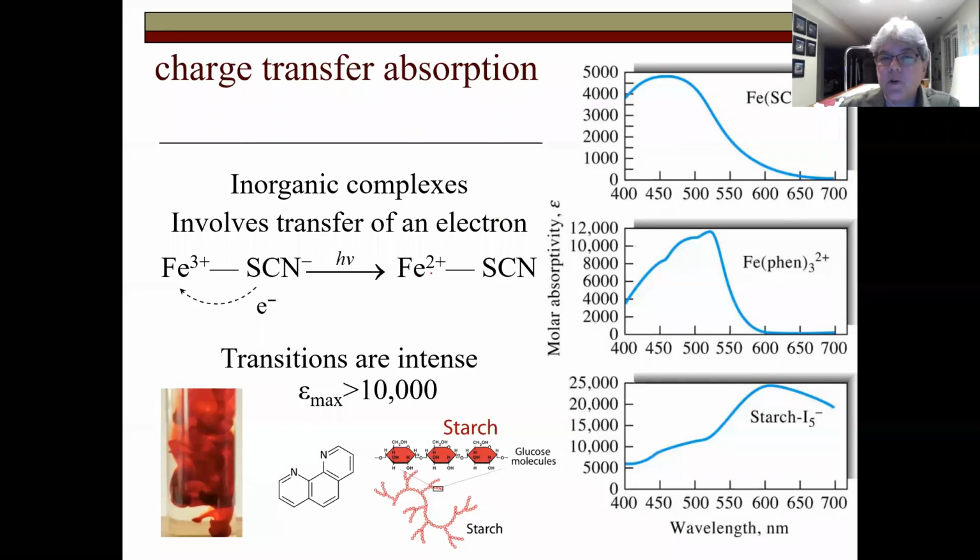Often the absorption spectra of these charge transfer complexes are quite large. Another one is taking iron and combining it with phenanthrene. That's this compound. Again, you get something that absorbs very strongly. And then you can take iodine, combine it with a starch molecule, and again get something that absorbs very strongly. So those are charge transfer absorptions. This is a way to take something that does not absorb strongly and combine it with something that now forms a complex that absorbs quite strongly.